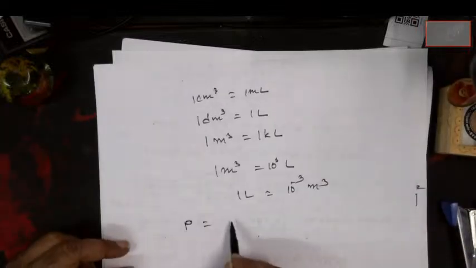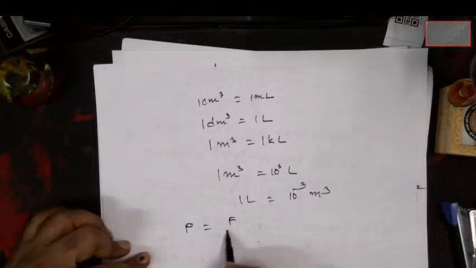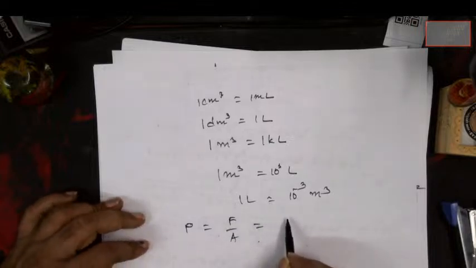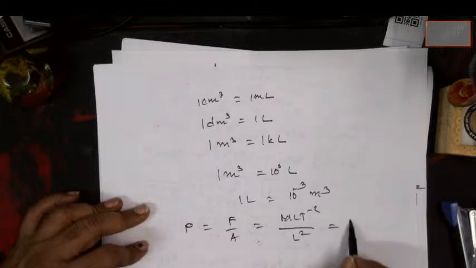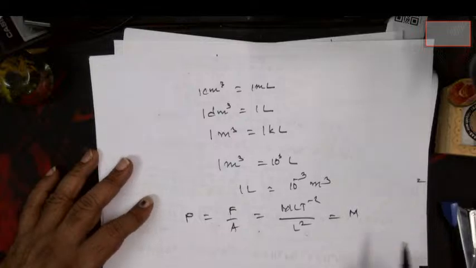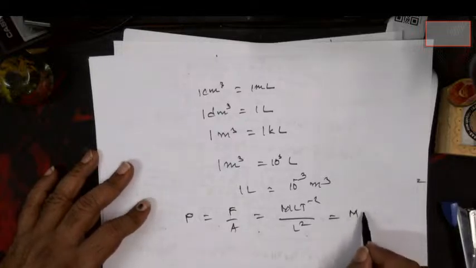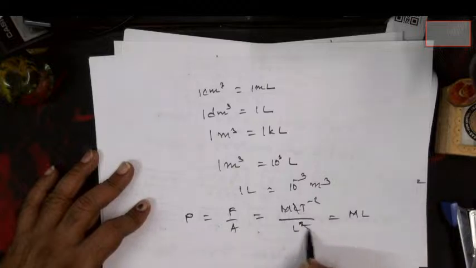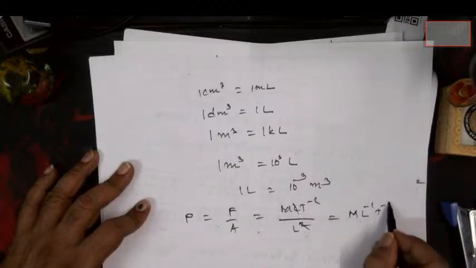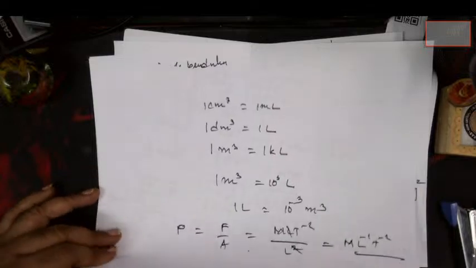Pressure is equal to force by area, that is force என்றதுன்னா mLT power -2 divided by L squared. அப்போ m power 1, L power -1, T power -2. ஓகே.